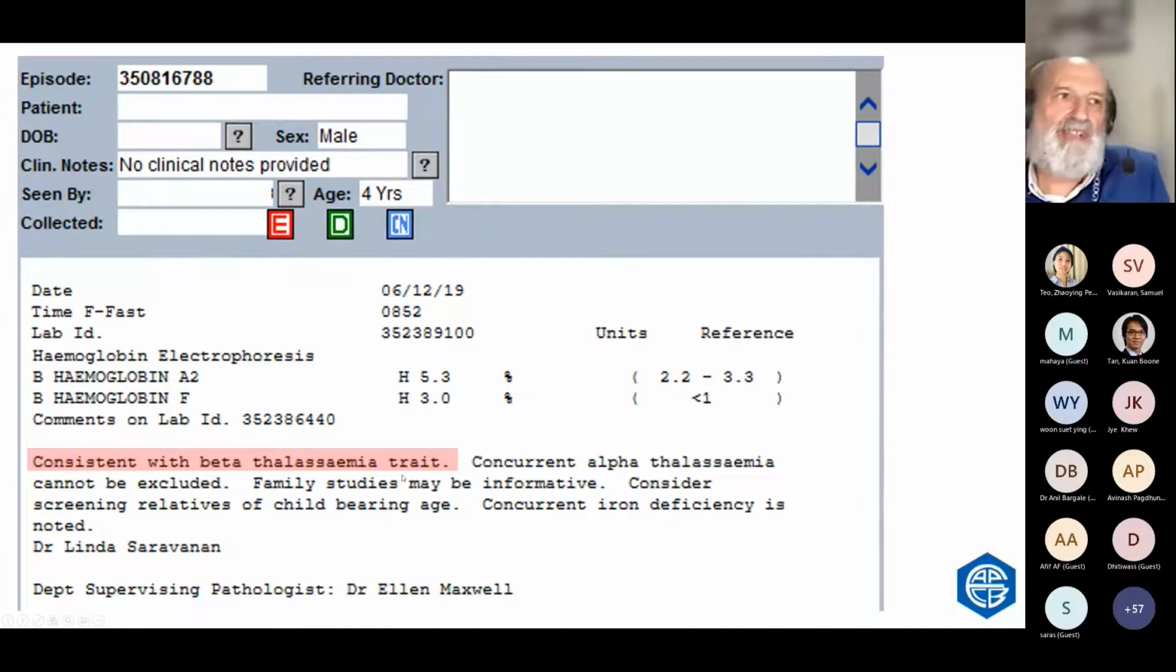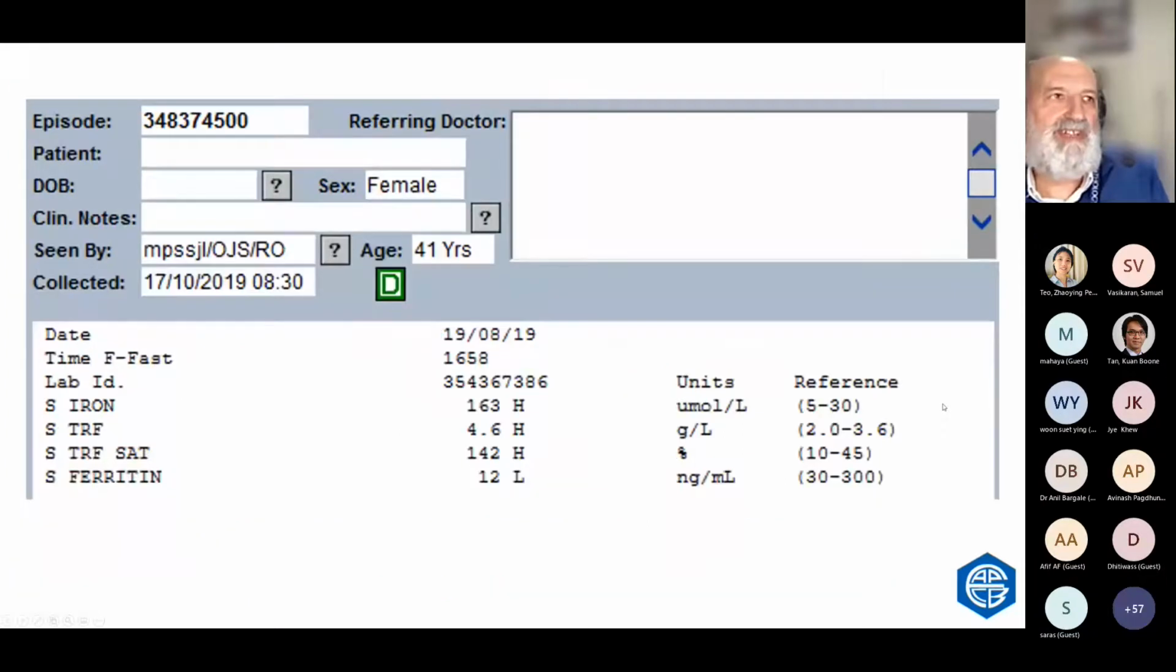So always, particularly when anemia or microcytosis is severe, it's a general rule. If something is really severe, it may not be due to one cause, it may be due to multiple causes. And so you can't assume anything, especially in a child.